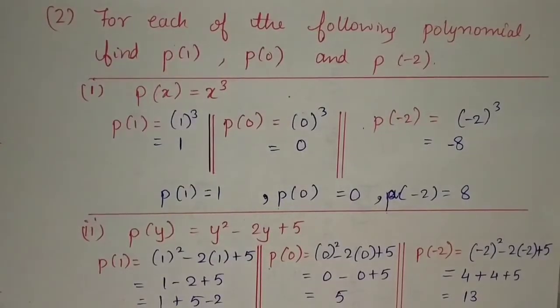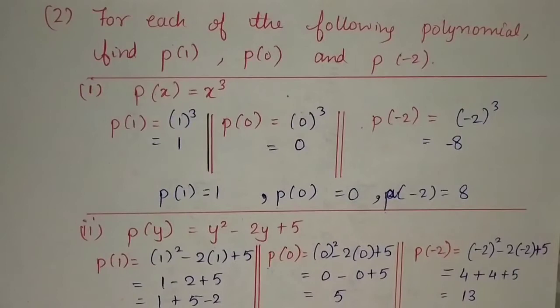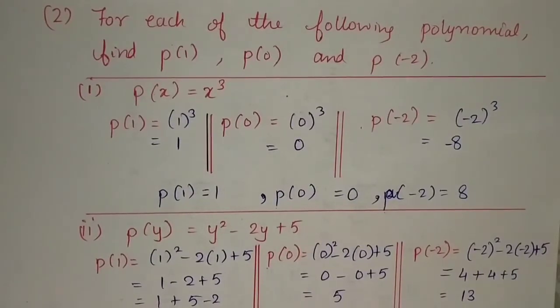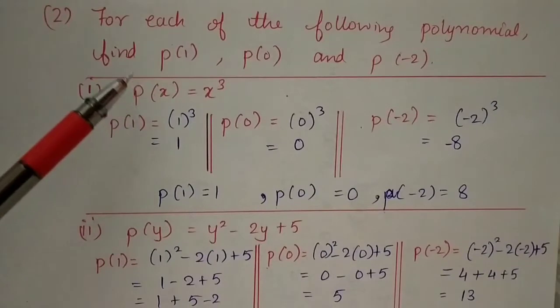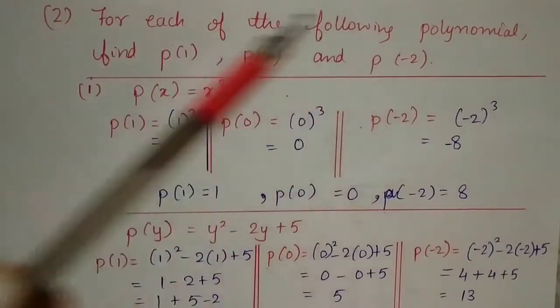Now the second question says, for each of the following polynomials, find p of 1, p of 0 and p of minus 2. So they have given you three different polynomials and you have to find out the three values for every polynomial. Like the first one is p of x is x cubed. Okay, this is a given polynomial, and for this given polynomial you have to find out all these three values.